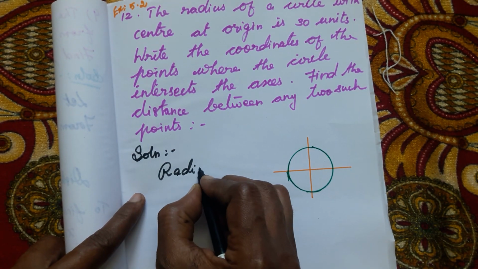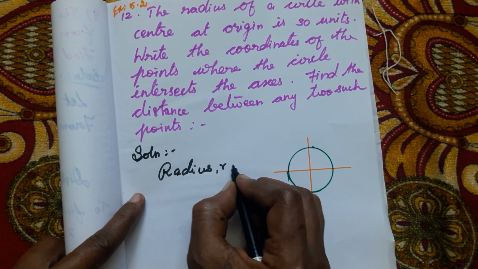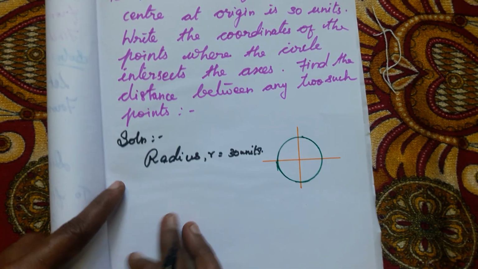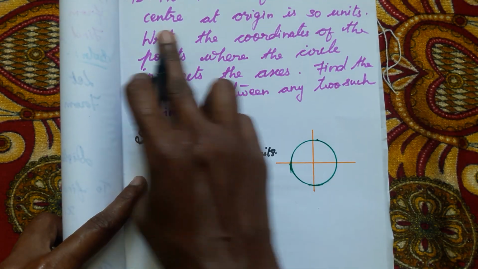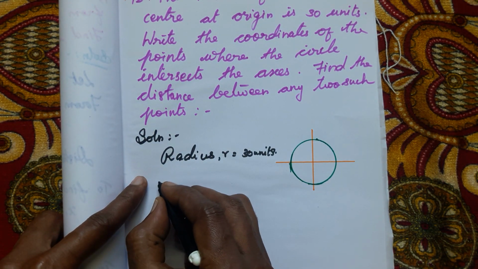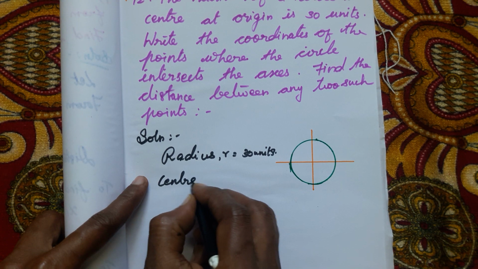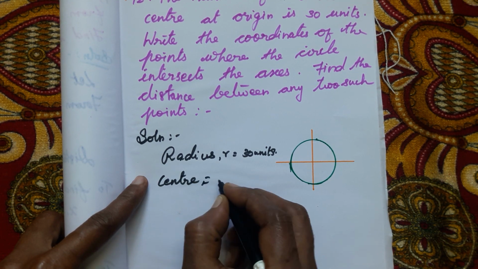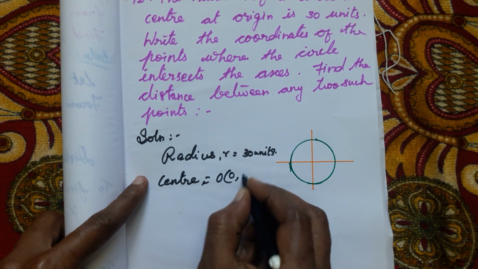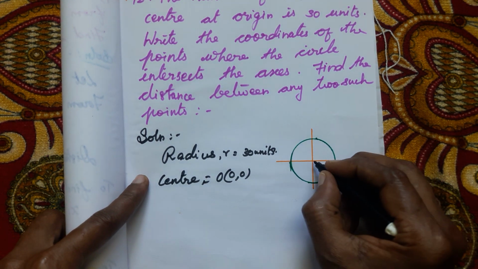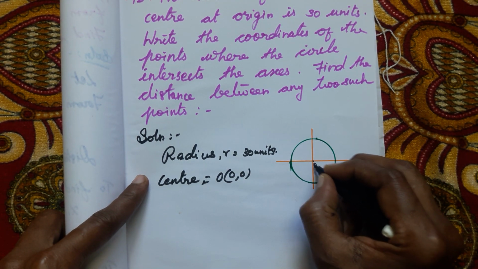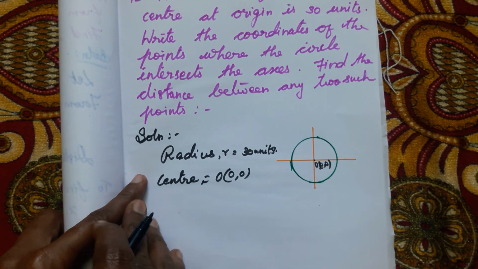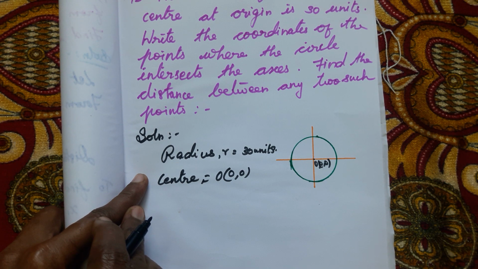Radius r is equal to 30 units. Next what is given? Center is at origin. So center is equal to O of (0, 0). Center is O of (0, 0). Next, what is given? Radius is 30 units.